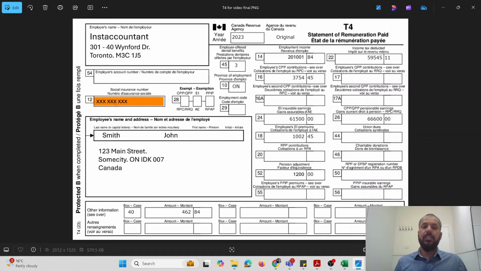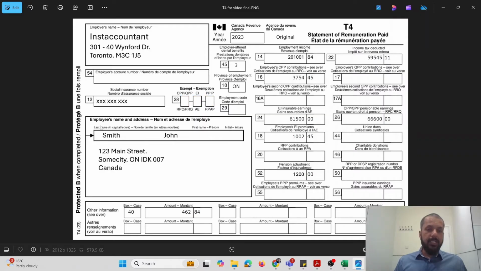You're going to have that information here. Then this is important: social insurance number. This would show your social insurance number in this box. Now you can see some part of it is hidden just for security purposes. Each box in a T4 slip has a number. So this box number 28, if any of these boxes is checked, it means that you are exempt from this kind of deduction, for example CPP or QPP, EI or PPIP. For example, if you own a corporation and you're a director of that corporation, you won't have to get the EI deduction, so you will have a check in this box.